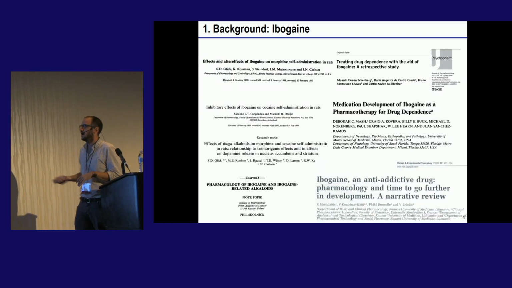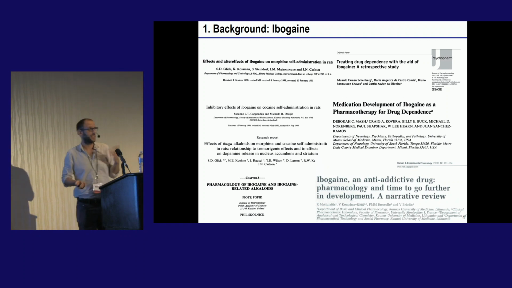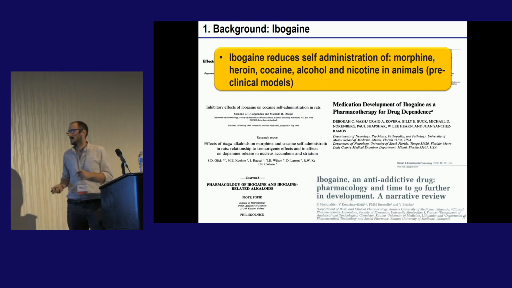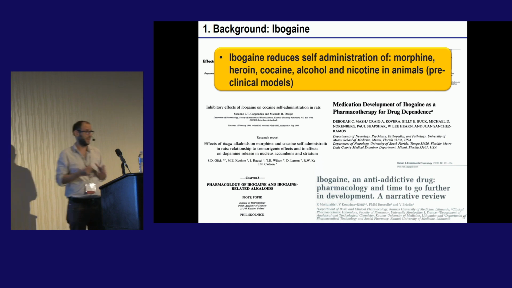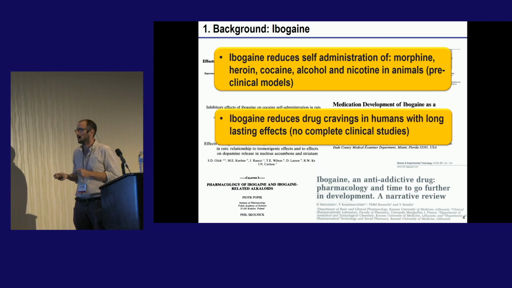So there's been a lot of basic scientific research regarding ibogaine and its anti-addiction properties. As a big summary, in animal models, it reduces self-administration of morphine, heroin, cocaine, alcohol, and nicotine. These are preclinical models. Regarding humans, ibogaine reduces drug craving for some drugs. There are no complete clinical studies regarding this.